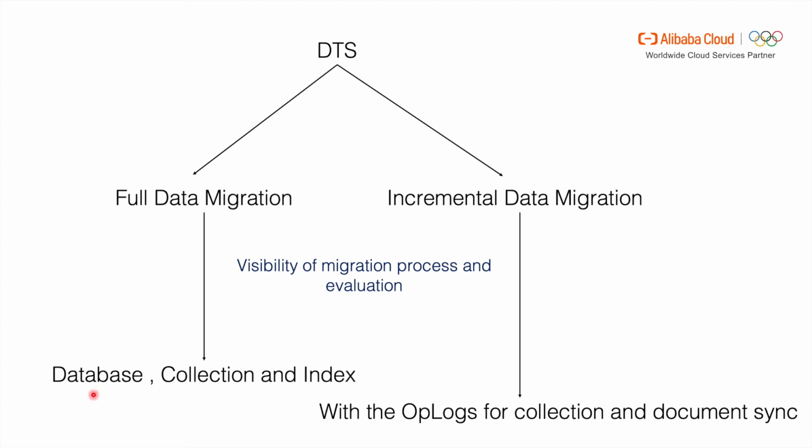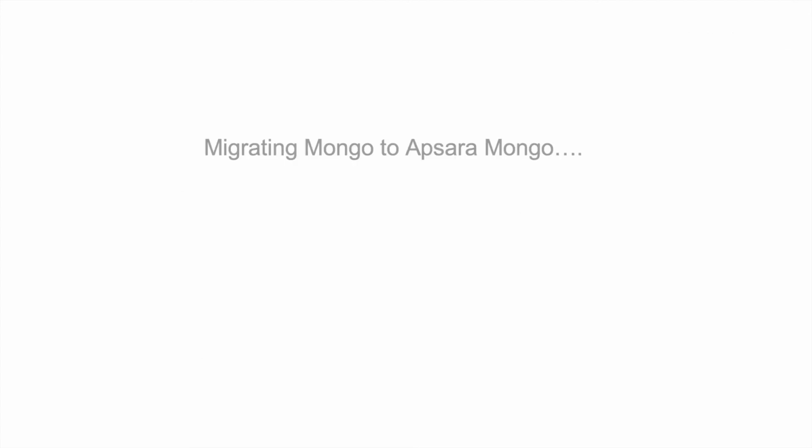Then we have databases, collections, and indexes. Full data migration happens at the database, collection, and index level. For incremental data migrations, we need oplogs, which help us move the data in a live, syncing manner. So I think we should start the demo, showing how we can migrate your Mongo to Apsara MongoDB.